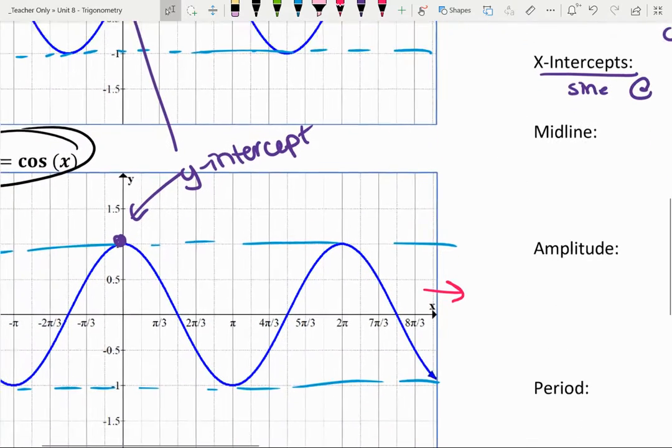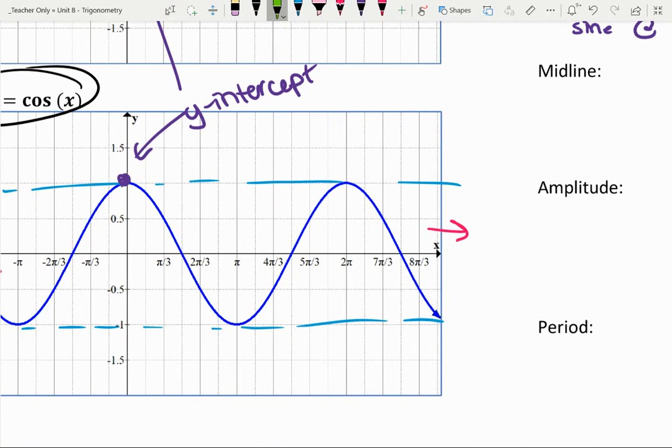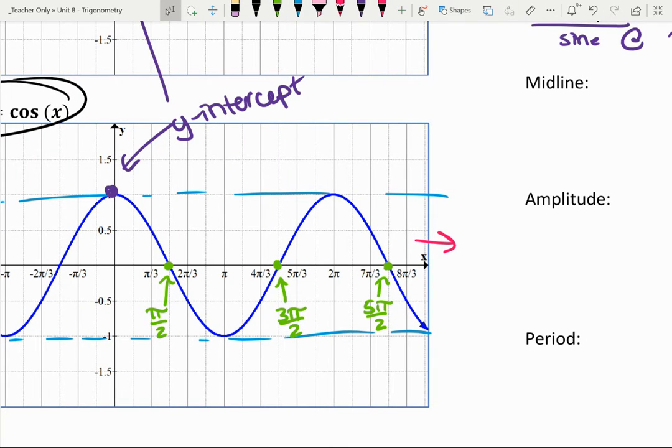Whereas cosine, since cosine doesn't start at 0, 0, if we look at where it crosses, the first time it crosses is at pi over 2. It doesn't cross at pi, right? But it crosses again at 3 pi over 2. And it crosses once more at 5 pi over 2. So that distance is still the same, right? That interval is still pi units in length, but it's a little bit offset from where sine was, and that's because of a different starting point.